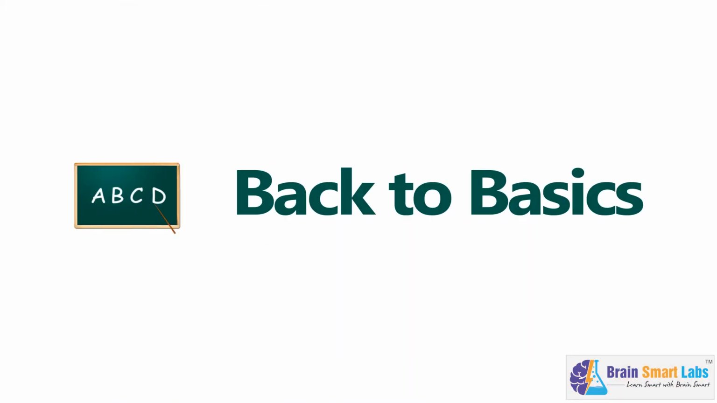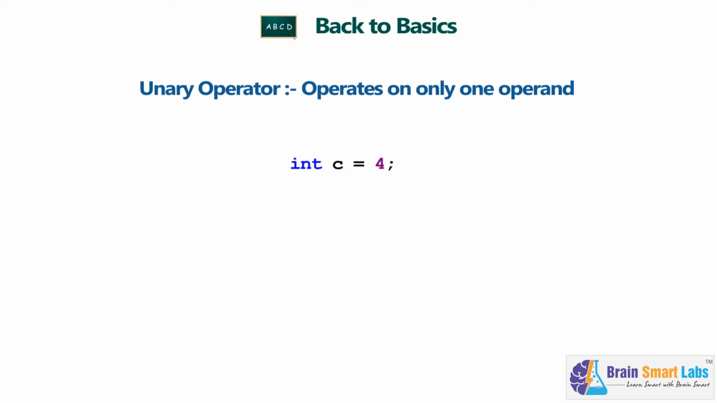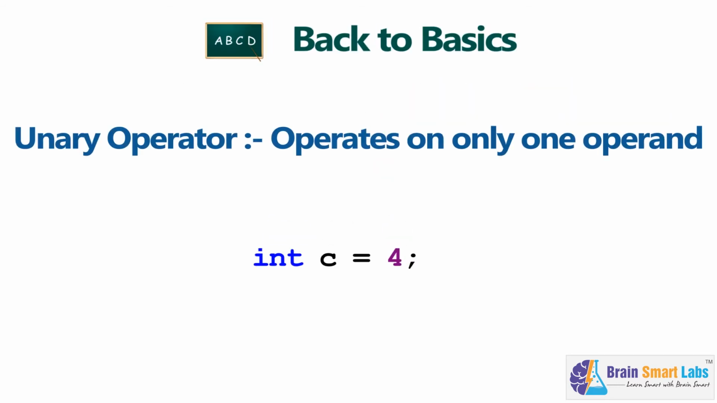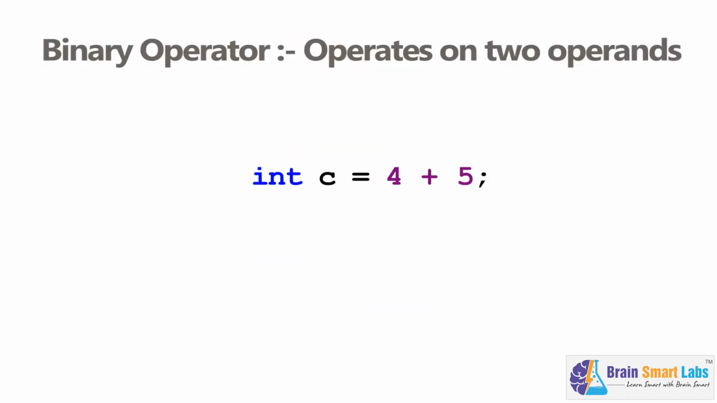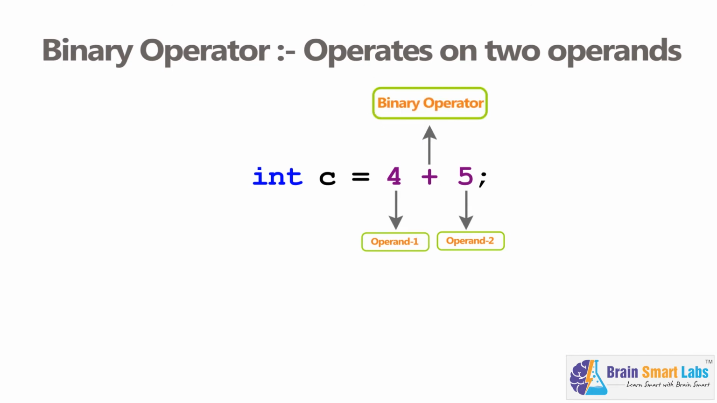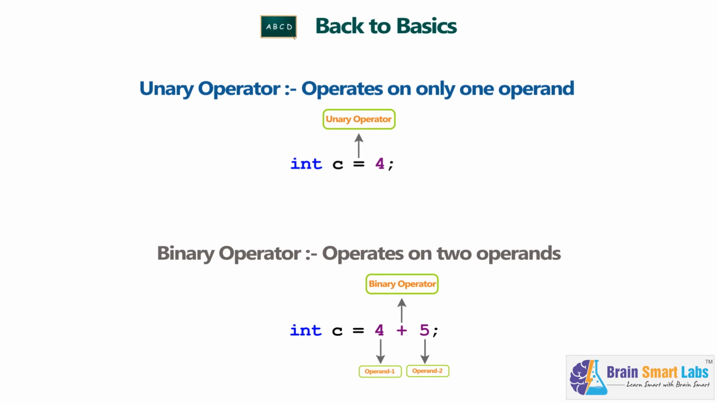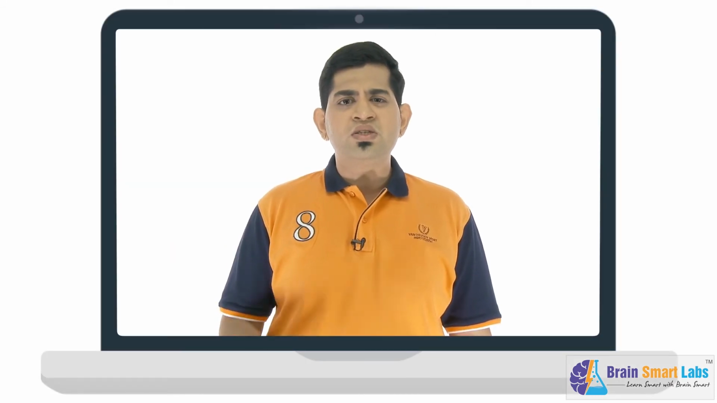Back to basics. An operator which operates only on one operand is known as unary operator, whereas an operator which operates on two different operands is known as binary operator. But dude, how can you perform arithmetic operations with just one operand?